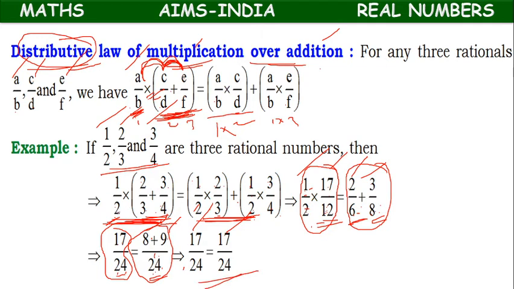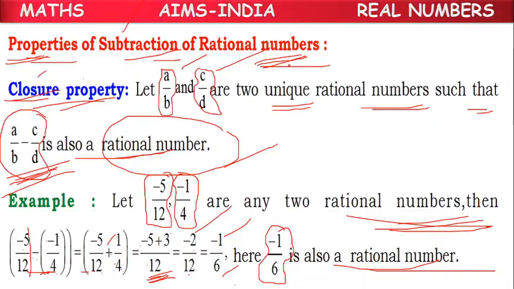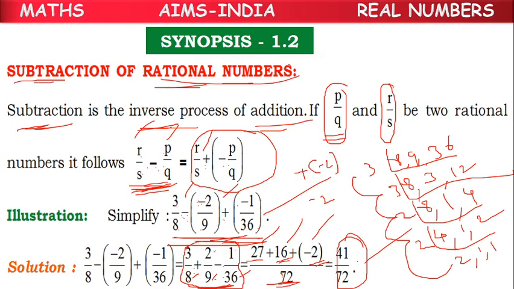Both LHS and RHS values are same. So we can tell that this is true. LHS and RHS are equal. So we can tell that rational numbers follow distributive law or distributive property of multiplication over addition. But this is not possible over subtraction. Okay children, that's all for what we have learned today.